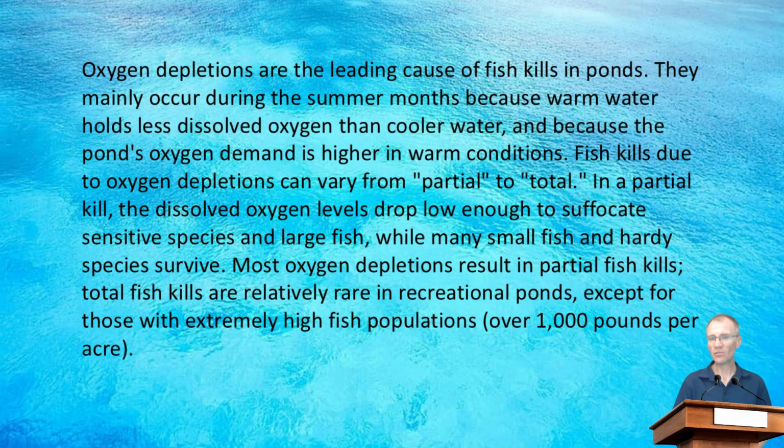Fish kills due to oxygen depletions can vary from partial to total. In a partial kill, the dissolved oxygen levels drop low enough to suffocate sensitive species and large fish, while many small fish and hardy species survive. Most oxygen depletions result in partial fish kills. Total fish kills are relatively rare in recreational ponds, except for those with extremely high fish populations over 1,000 pounds per acre.